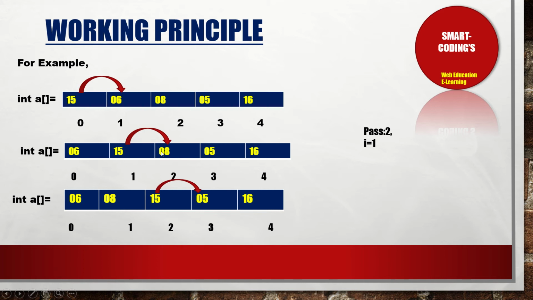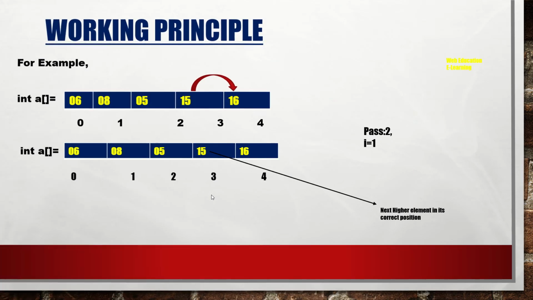Here also comparison is done, and swapping is required. Here also swapping is required, because 5 should be here and 15 should be here. Then the next one, you can see 5 here, 15 here. And finally, no comparison is done, and no swapping is required. So as it is, we'll write.